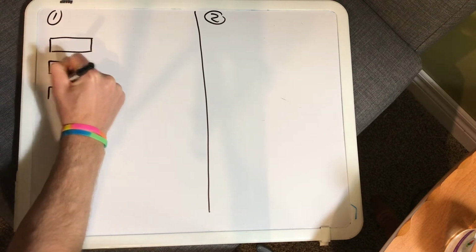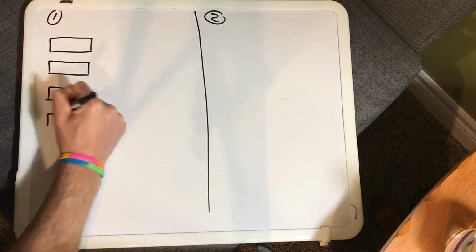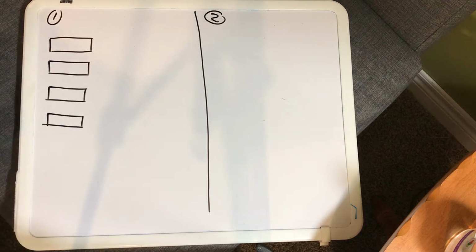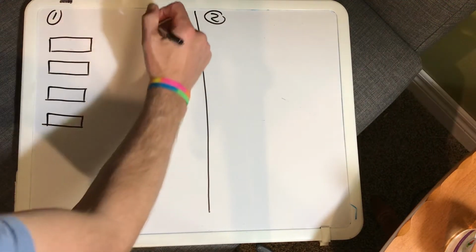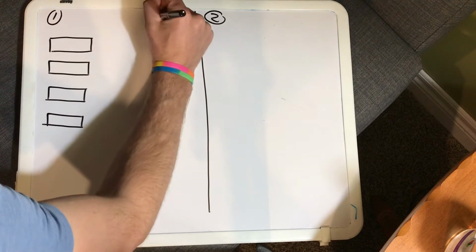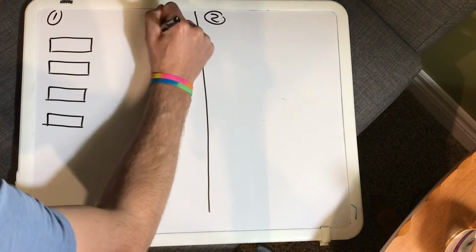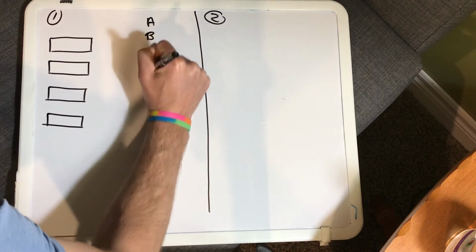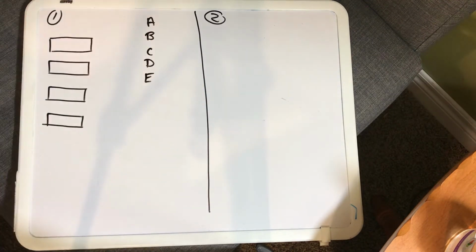1, 2, 3, 4. I also tell students all the time, it's way easier to use rectangles when doing fractions as opposed to circles. It's a lot easier to split a rectangle into uneven amounts than it is to try and split a circle into fifths, for example. And I always tell students to label your friends. So we're going to just call our friends A, B, C, D, and E for now.